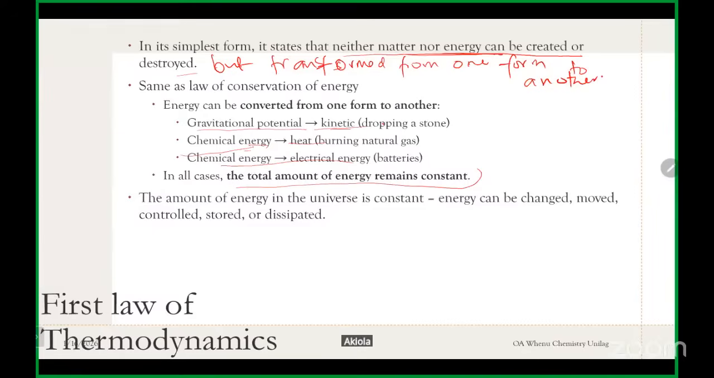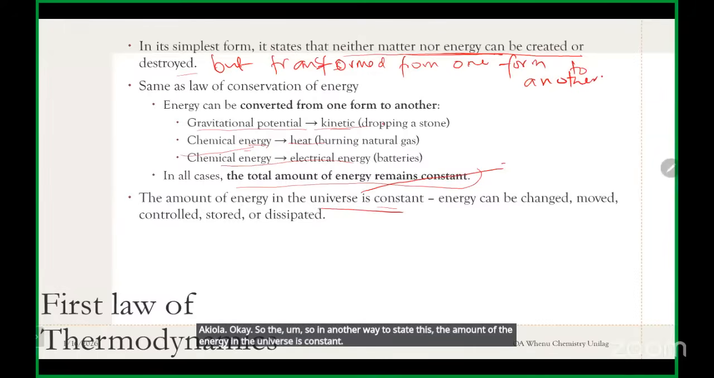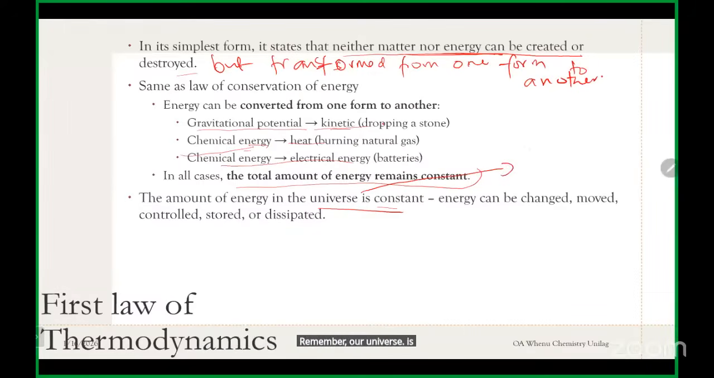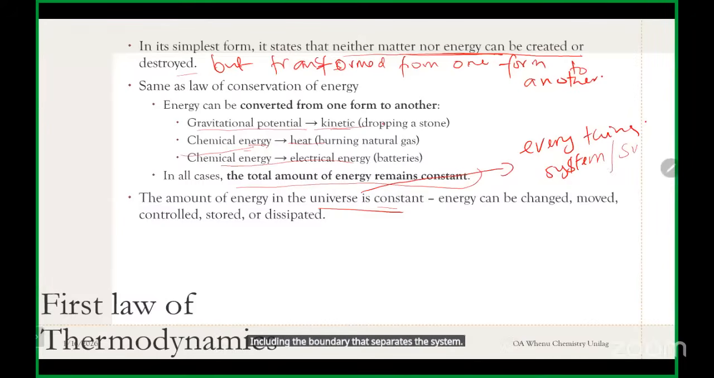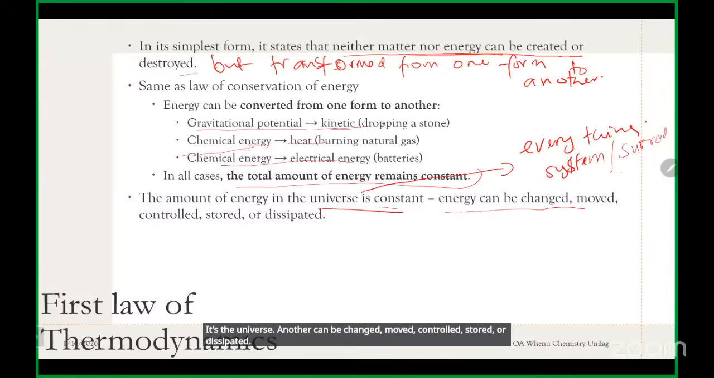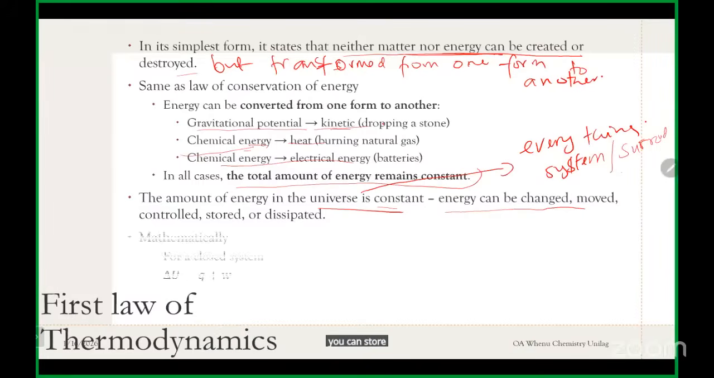Okay. So, another way to state this is that the amount of energy in the universe is constant. Remember, our universe is the totality of everything. That means it includes the system we are studying, including the boundary that separates the system and the surroundings. Energy can be changed, moved, controlled, stored, or dissipated. So you can store energy, you can convert it.